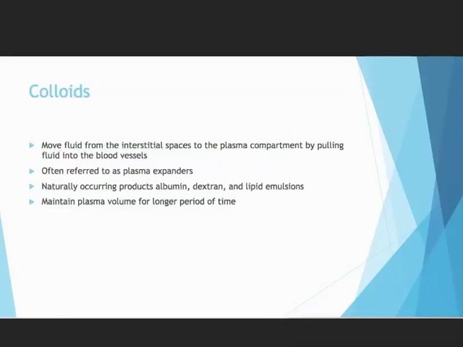Colloids, remember, move fluid from the interstitial spaces to the plasma by pulling fluid into the blood vessels, and this is directly correlated with protein. That's why when we said there's low protein levels, there's nothing to hold on to that fluid. It shifts into the interstitial spaces. So that's why we refer to them as plasma expanders. These are naturally occurring products. We are using, again, what we know about the body system and its influence on fluid volume status to supplement, to mimic, to modulate that same effect. And because they're larger molecules, remember I said they maintain plasma volume for a longer period of time. So that's why they tend to be more effective when we're looking at trying to expand plasma and maintain that level.